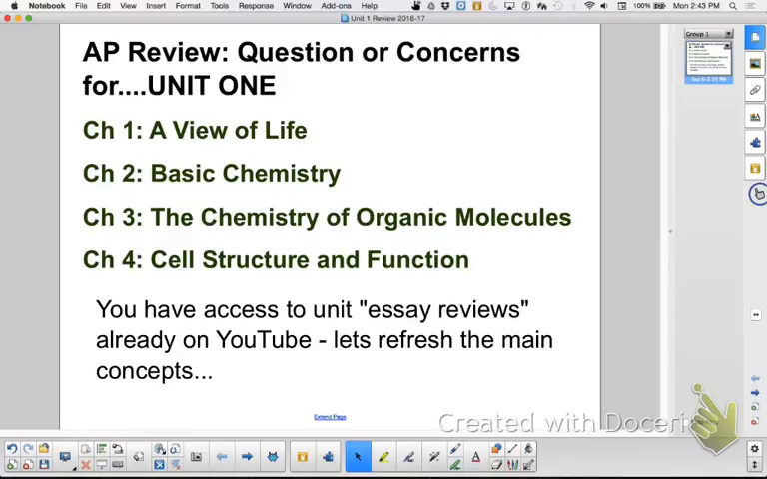So let's discuss chapter 1, or unit 1, which is probably the easiest of all your units, which is nice. Okay, so the first one, A View to Life, we went over characteristics of life. Let's do it really quick. Living things are organized, made of cells. They acquire materials and energy. They maintain homeostasis. They respond to stimuli and reproduce. They grow and develop, and they adapt and die.